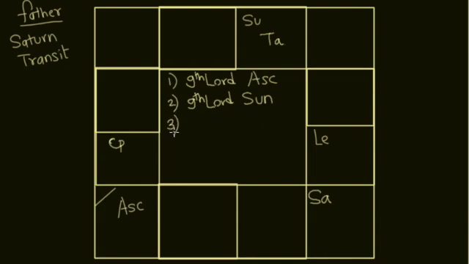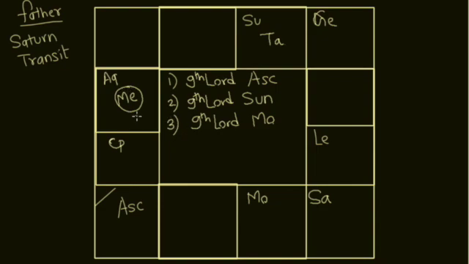Okay. And then ninth lord from Moon also. Let's say Moon is here in Libra. So ninth house from Moon is going to be Gemini. And lord of Gemini is Mercury. Let's say Mercury is over here in Aquarius. So when Saturn is transiting over this Mercury, it is going to give problems to the father.